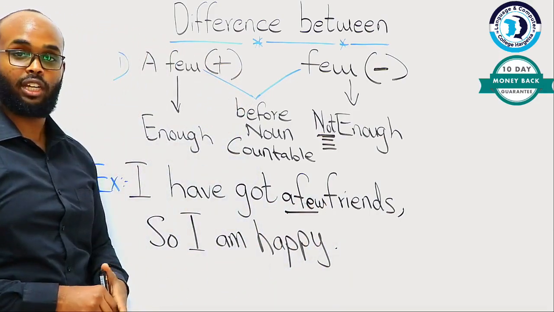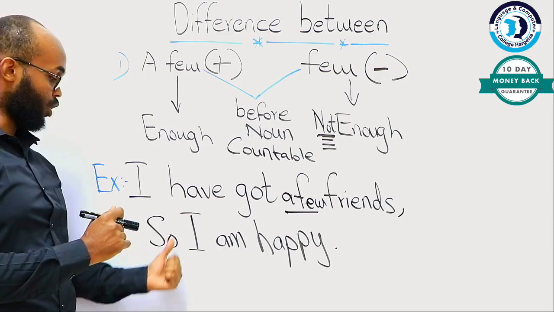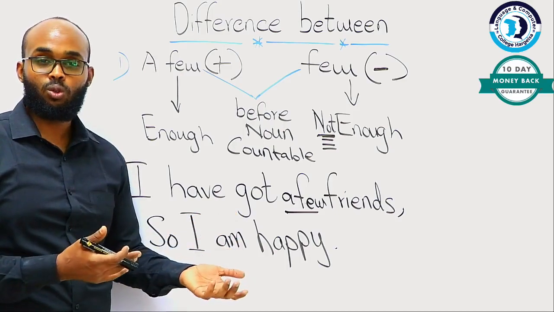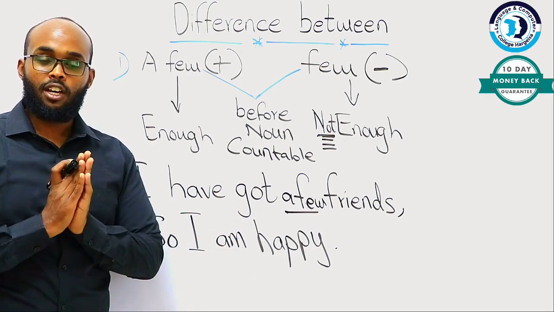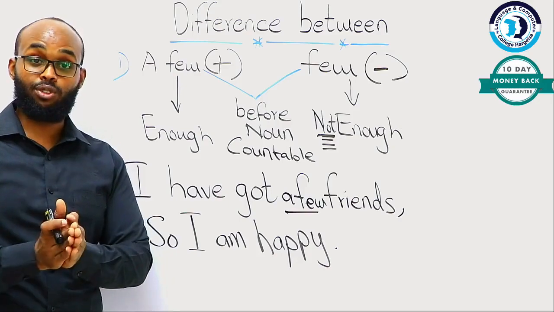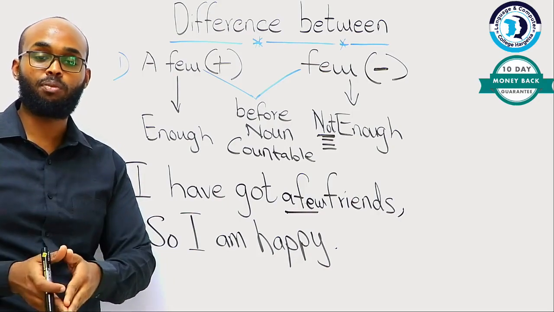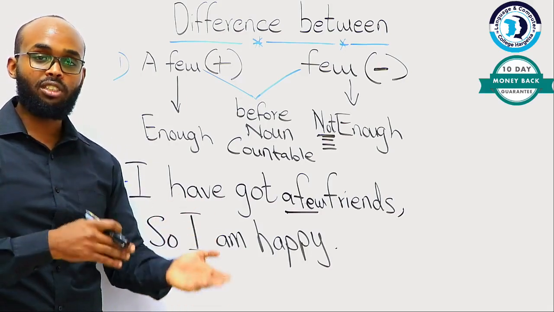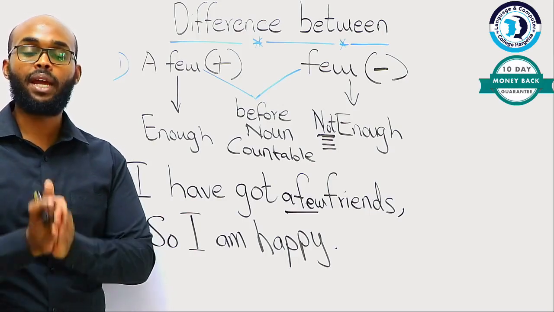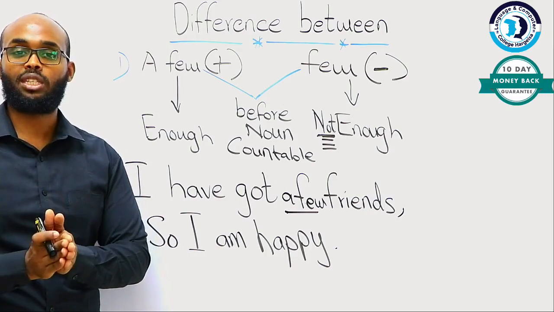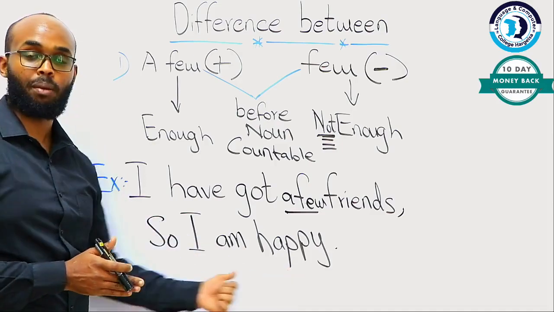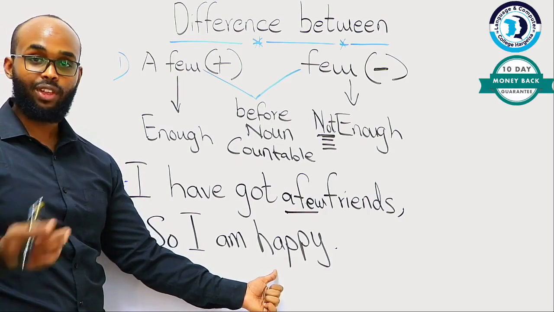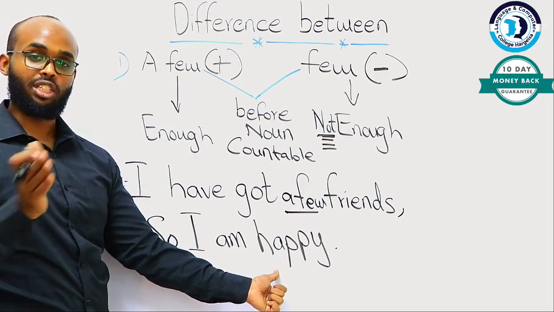A few friends. Okay, a few friends. Why? Because so I'm happy. A few friends, that is positive. So the most important part is that a sentence can be positive, a sentence can be negative, depending on the sentence. Because of that, the meaning changes from lonely to happy.